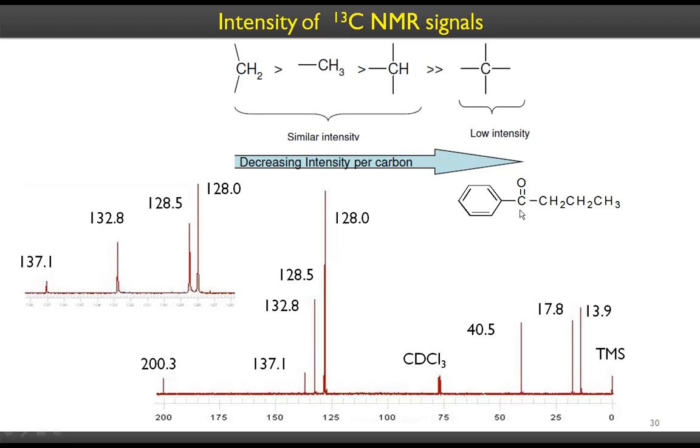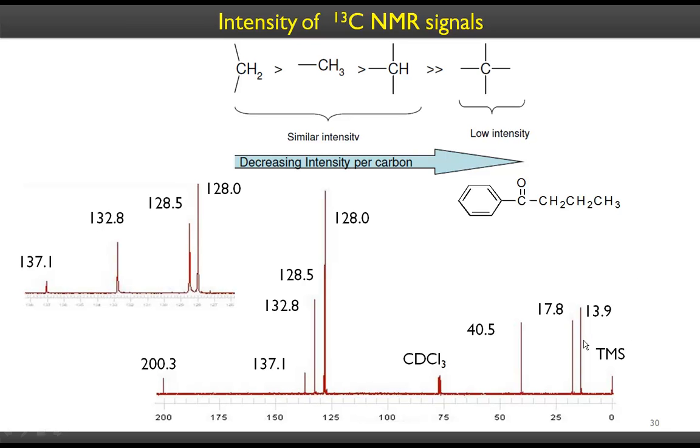We just learned how to analyze the number of peaks. We are now looking into the shapes of the peaks. They're all singlets, so nothing to worry about regarding the splitting pattern. But the size of the peaks, the intensity of the peaks, is different for different types of carbons.